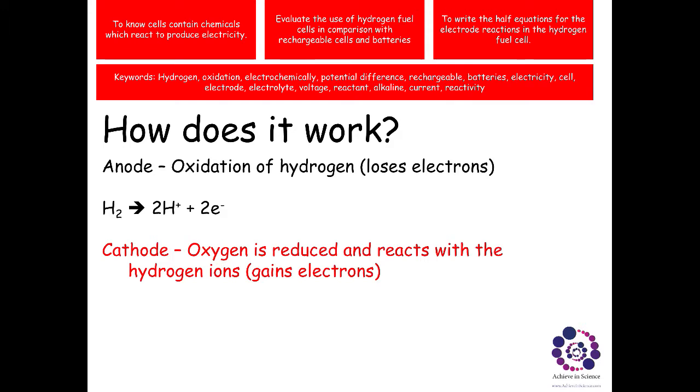At the cathode, oxygen is reduced. This then reacts with the hydrogen ions. This is therefore the gain of electrons. This can be summarised by the equation: 4H+ ions react with O2 and 4 electrons to produce 2 molecules of water. This is therefore called a redox reaction.